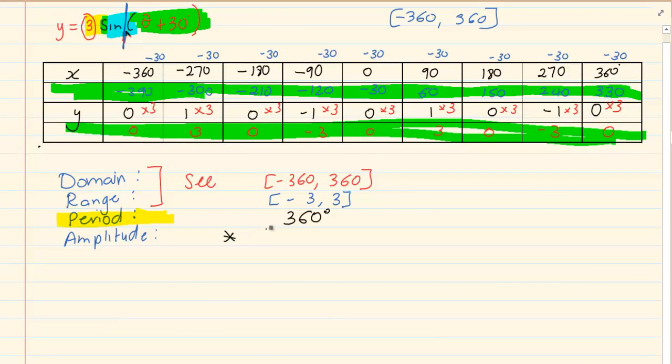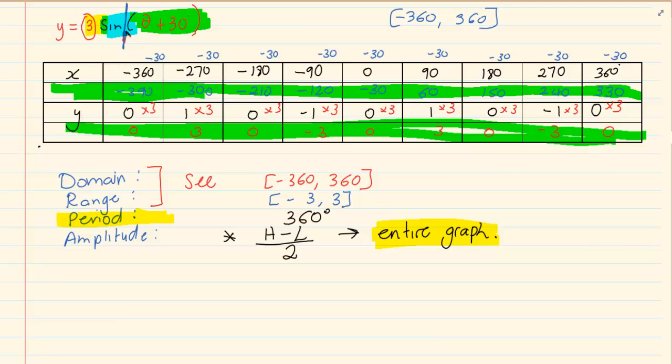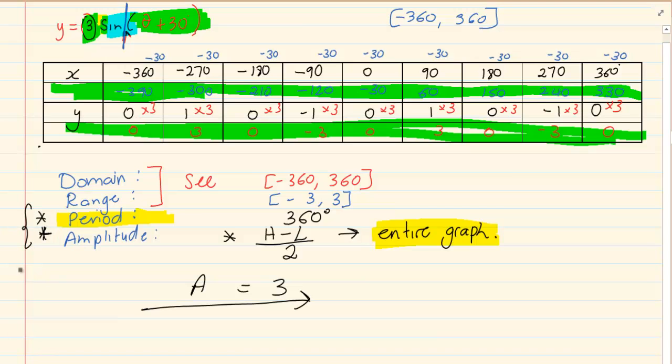If you're going to take high minus low divided by 2, you must ensure that it is an entire graph that you can see. Otherwise, the wiser thing to do is to look at the number in front of the ratio. Now, if you look at the number in front of the ratio here, it is 3, and the amplitude of this graph is equal to 3. So usually the period and the amplitude, it is better to get it from the equation. Try and get them from the equation, it is usually safer. Right? So if they give you the equation, try and get the period and amplitude from the equation.